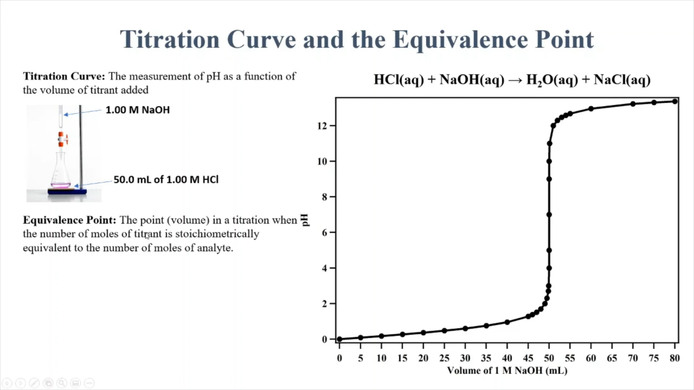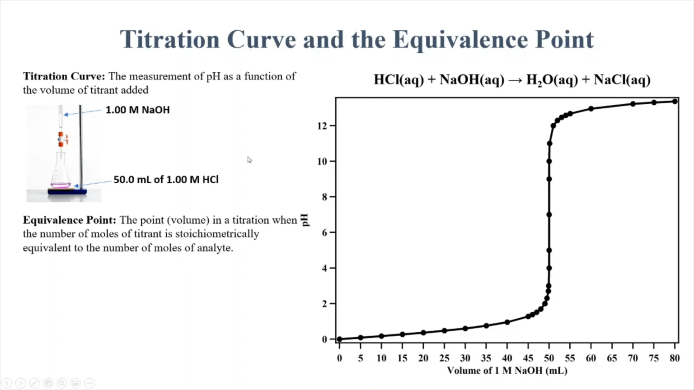Okay, so the equivalence point is defined as the point in volume, meaning at some point along here in the volume added, we're going to get the number of moles of the titrant to be stoichiometrically equivalent to the number of moles of analyte. Now, the reason why I say stoichiometrically equivalent is because oftentimes people will just say that the moles of the titrant equals the moles of the analyte. But that is true only if there's a 1-to-1 ratio in the reaction.